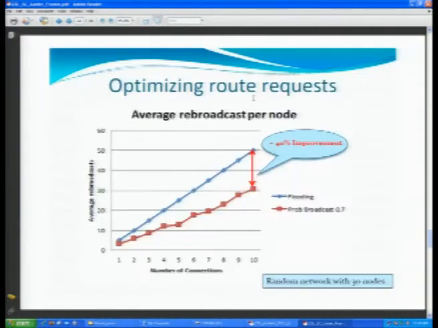Now, this is more interesting. It's about optimizing the route request. Here I have a random network with 30 nodes, and I randomly chose 2 pairs of nodes and established a UDP connection between them. I use packets of 512 bytes, and the transmission rate is 54 Mbps. When a node performs the route request, it broadcasts the packet, and everybody else has to rebroadcast that packet the first time it receives it.